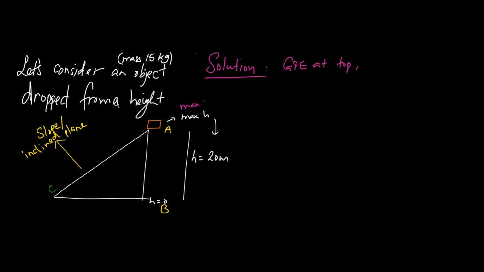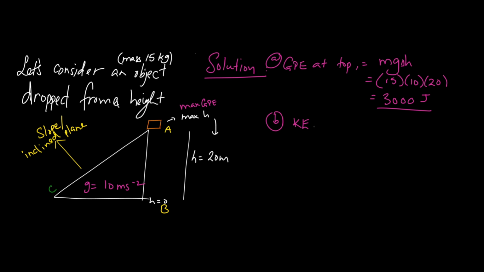To begin with, our gravitational potential energy is given by our formula mgh, or mg delta H, where m is our mass given as 15 kilograms, g is 10 meters per second squared, our gravitational acceleration for an object that is influenced by the pull of gravity, and our delta H, or change in height, is 20. We therefore get our gravitational potential energy at the very top of this inclined plane as 3000 joules.